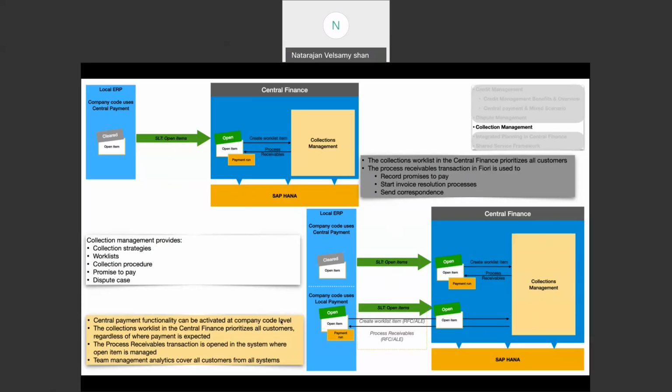When it comes to the mixed scenario, central payment functionality can be activated at company code level. The collection work list in central finance prioritizes all customers, also where payment is expected. The process receivables is opened in the system where the open item is managed. Team analysis covers all customers from all systems. So the process receivable transactions in case of central payments happen in the central system, whereas where payments are happening from the local system, the process receivables are opened in the system where the open item is managed.